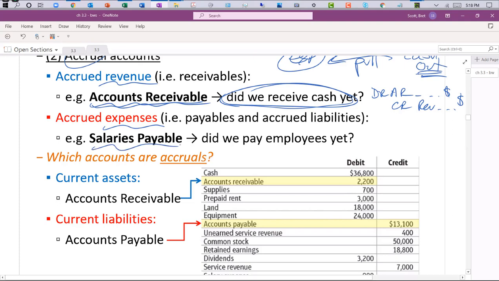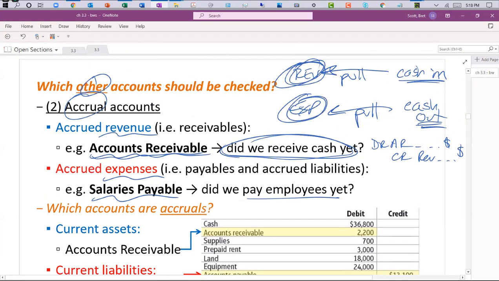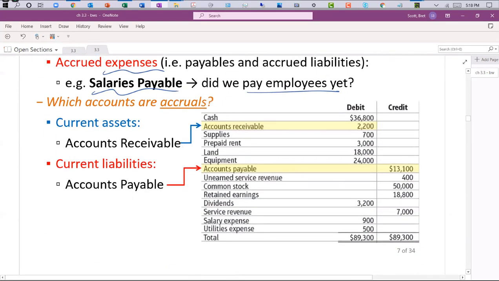In the case of salaries payable, if I see a salaries payable balance, I may want to ask myself, have I paid the employees yet? They would probably riot if I hadn't. So if I see any type of accrual, I'm saying that I've accrued or pulled in some type of revenue already or expense already. The question now is, has the cash actually moved outwards? What type of accounts are accruals? Generally speaking, accounts receivable for current assets and any type of payable account for liabilities.